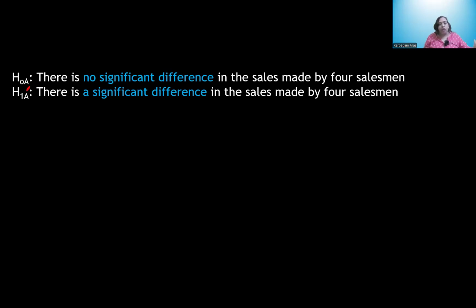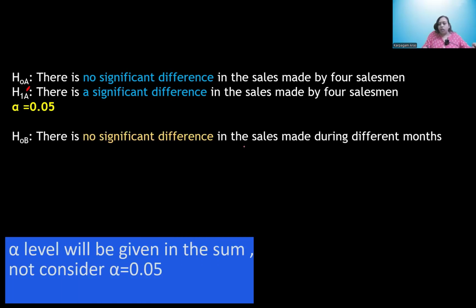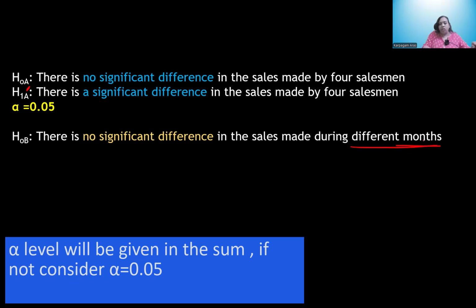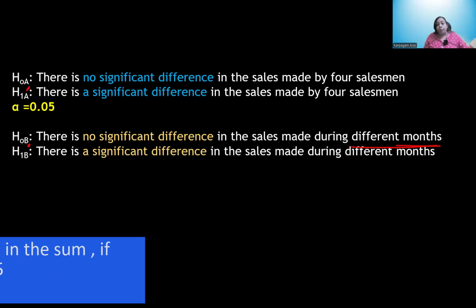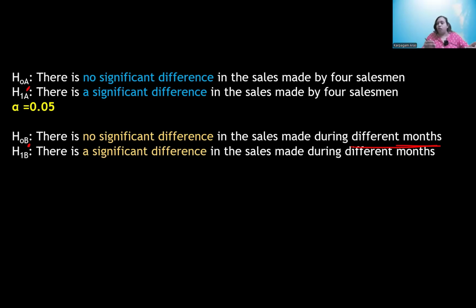They are different. Similarly, for the second one, we are saying there is no significant difference in the sales made during different months, which is our B hypothesis. Alternatively, we say that the month plays a crucial role in the performance of the sales. And we are going to test this at 0.05. We have set the hypothesis.